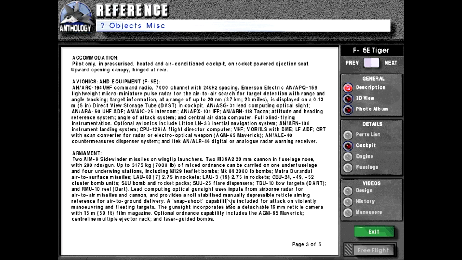Lead computing optical gun sight uses inputs from airborne radar for air-to-air missiles and cannon, and provides a roll-stabilized, manually depressible reticle aiming reference for air-to-ground delivery. A snap-shoot capability is included for attack on violently maneuvering and fleeting targets. The gun sight also incorporates a detachable 16mm reticle camera with 15-meter or 50-foot film magazine. Optional ordnance capability includes the AGM-65 Maverick, centerline multiple ejector rack, and laser-guided bombs.